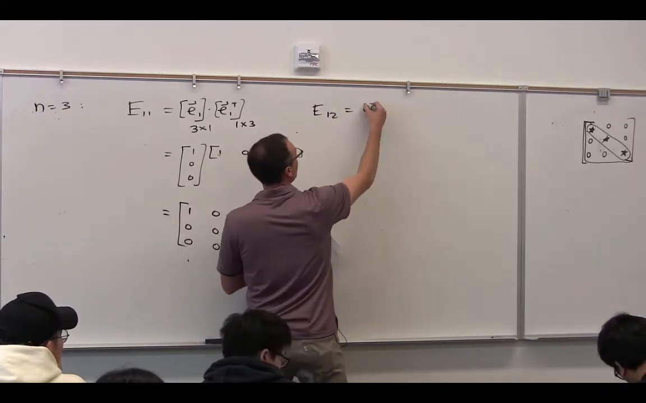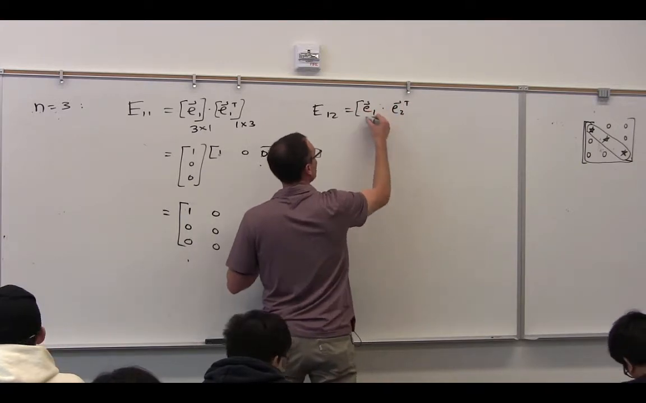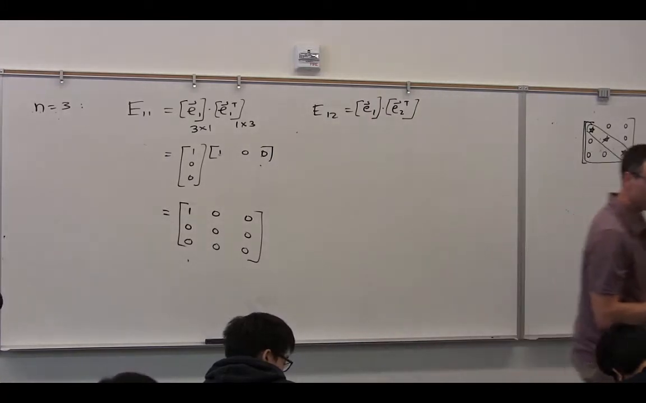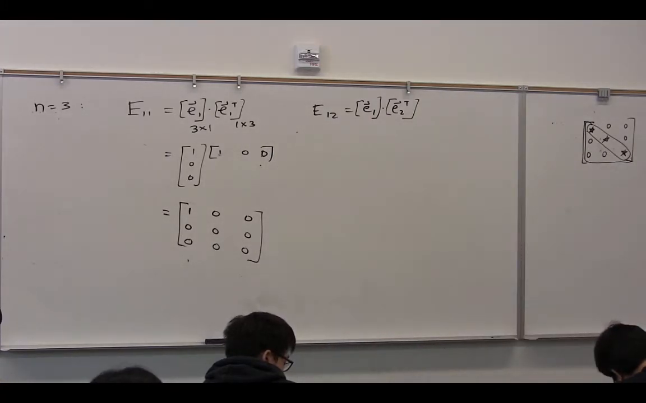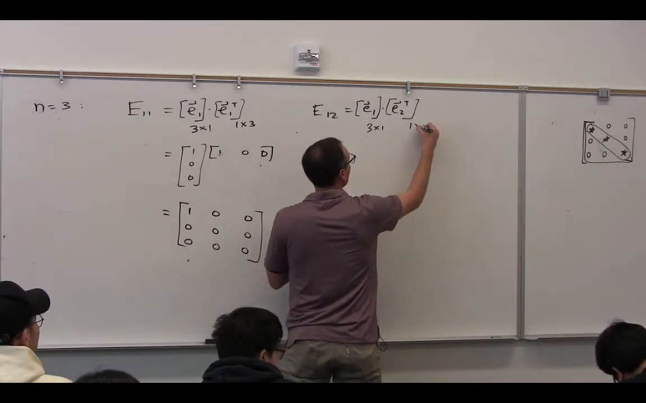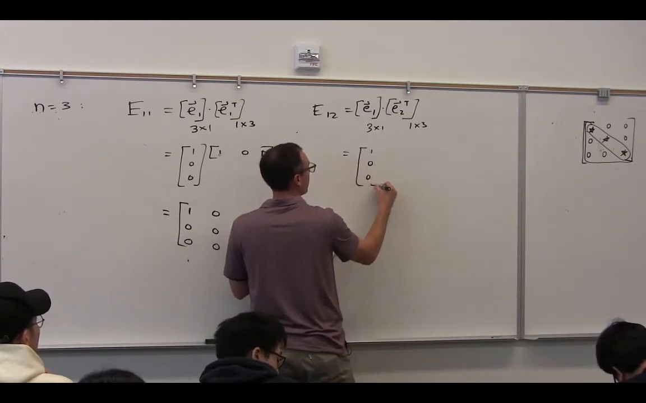Should we take a look at E_12? What is E_12? It would be E1 times E2 transpose. Let's write this down till we're blue in the face. How big is E1? It's a 3 by 1. How big is E2 transpose? Yeah, so this is going to be your challenge. I actually did this for you.